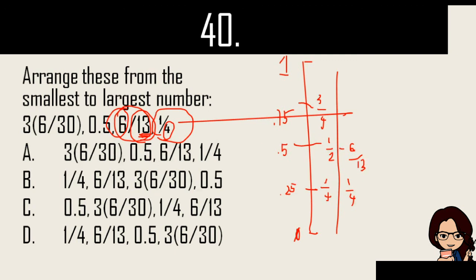Meron tayong 0.5. Okay? Alam natin kung nasan exacto yung 0.5. It's right here. Nasa taas siya ng 6/13. So, that is 0.5. Ngayon, isa na lang kailangan natin malaman. Itong 3 times 6/30. So, that would be 9/30, right? So, na yung pointer ko. Okay.